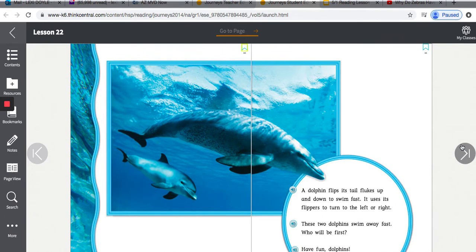A dolphin flips its tail. Excuse me, let me read that over again. A dolphin flips its tail flukes up and down to swim fast. It uses its flippers to turn to the left or right. These 2 dolphins swim away fast. Who will be first? Have fun, dolphins!